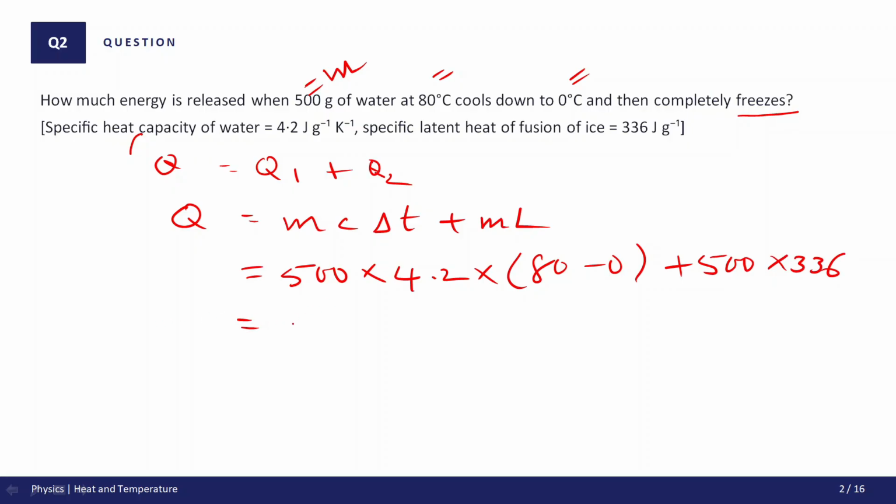What you will get here: 50 into 4.2 into 80 plus 50 into 336. Okay, let's multiply it. 50 into 4.2 into 80, you will get here 16,800.